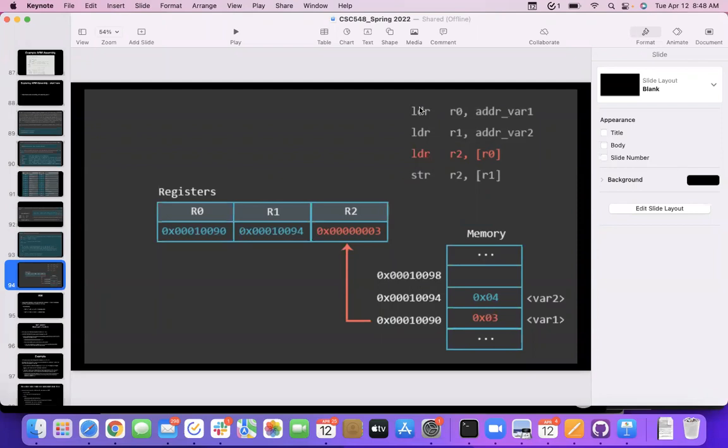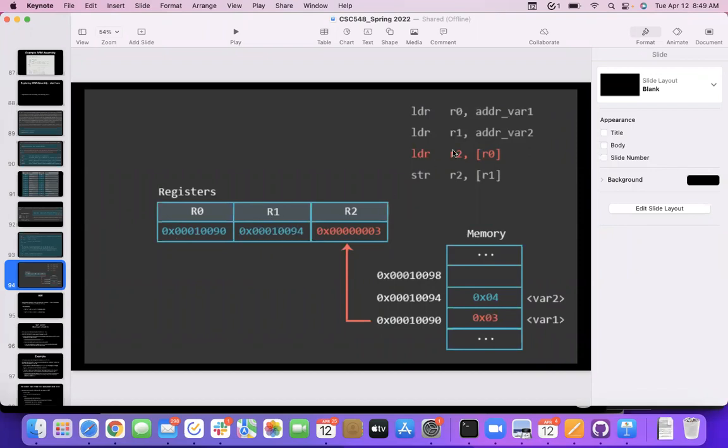All right. So what did we do? We loaded into R0 the address of var1. So R0 holds this value right here, the 000100090. That's what we loaded into R0. We loaded into R1 the address of var2, which is the one ending in 94. So R0 holds a memory address, R1 holds a memory address.